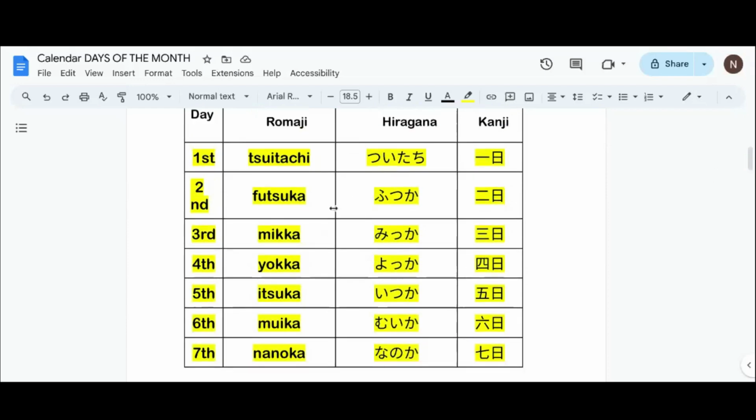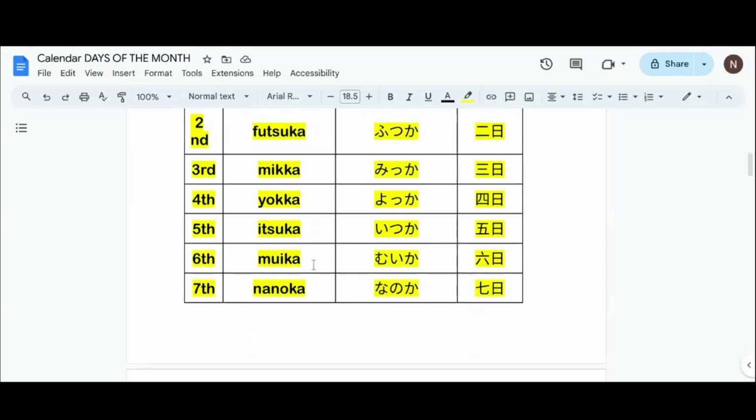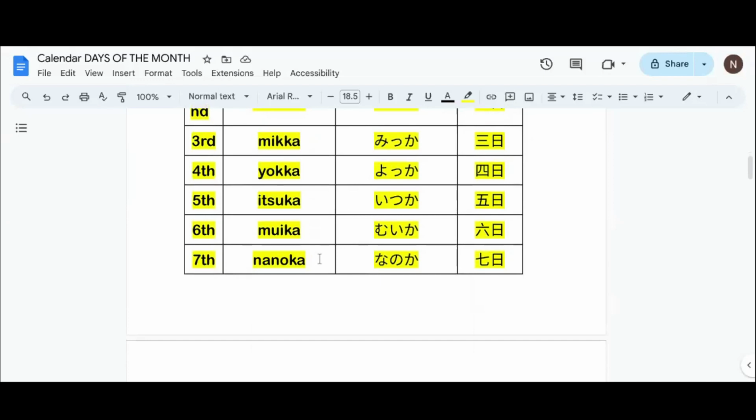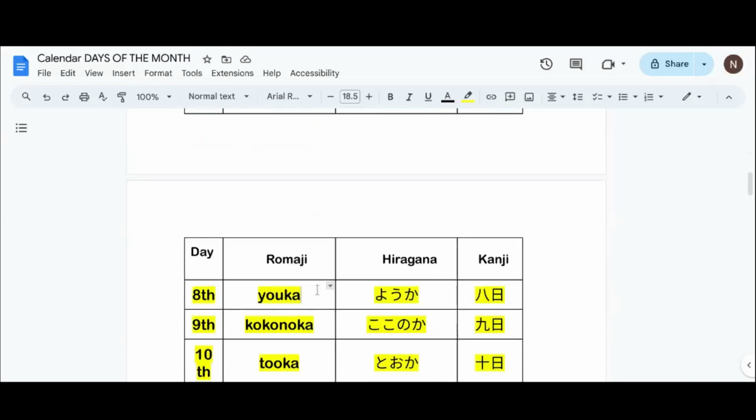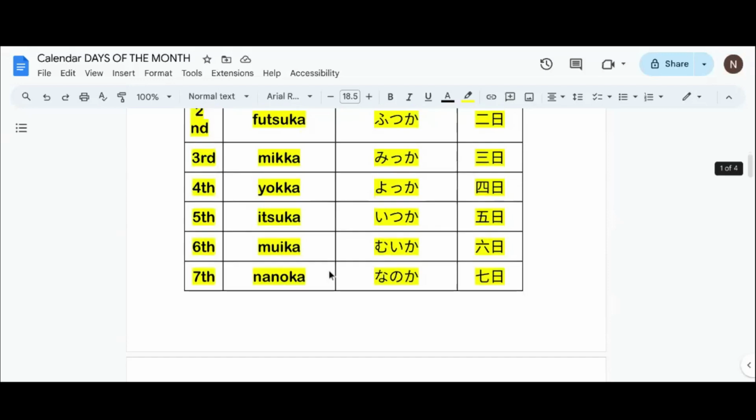Tsuitachi. Futsuka. Mikka. Yokka. Itsuka. Muika. Nanoka. Yoka. Kokonoka. Toka. Up to 10. So please remember this.